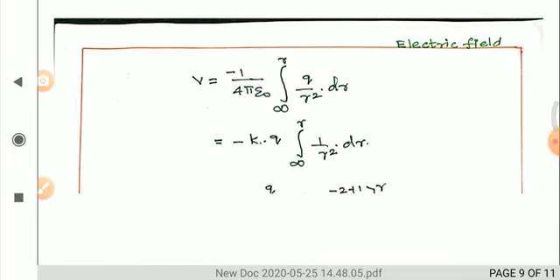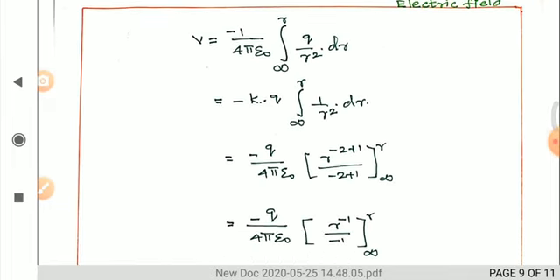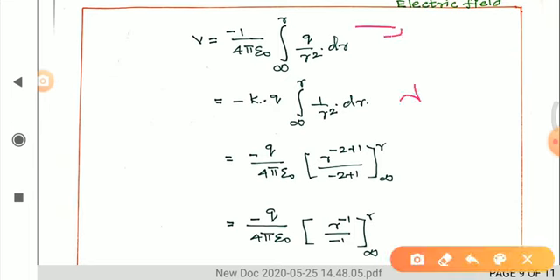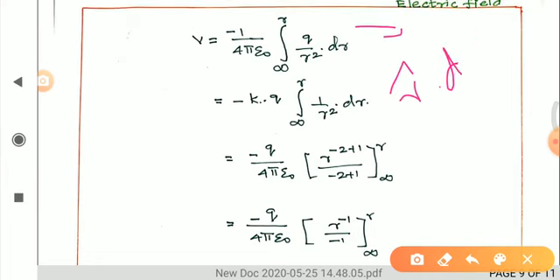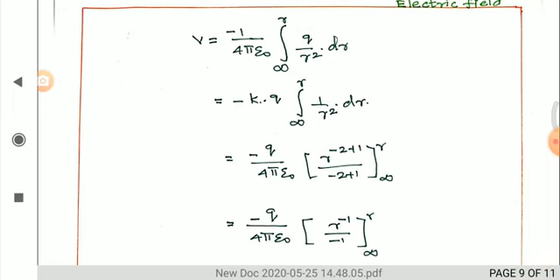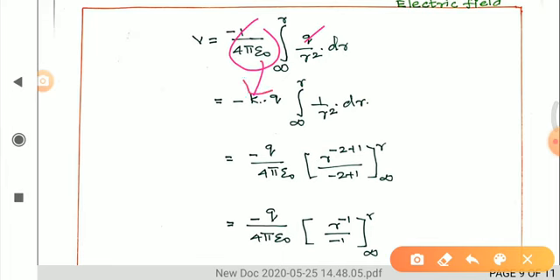That's why we are changing dr vector to dr into R cap. Here you have to understand that R cap was already there, and dr vector is rearranged as dr into R cap, and R cap into R cap is equal to 1. So it is not necessary to mention unit vectors. Clear? Right. So here Q divided by R square into dr. Q is the source charge, so it can be taken out. Here 1 by 4 pi epsilon naught is given by K.